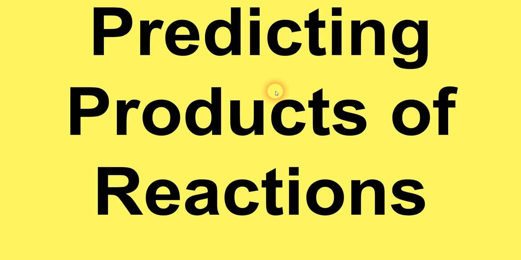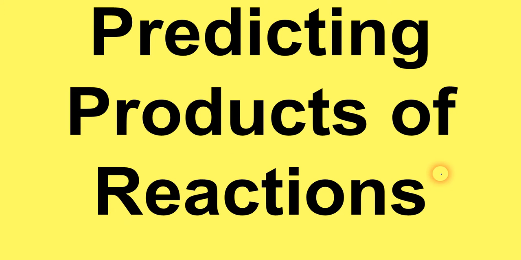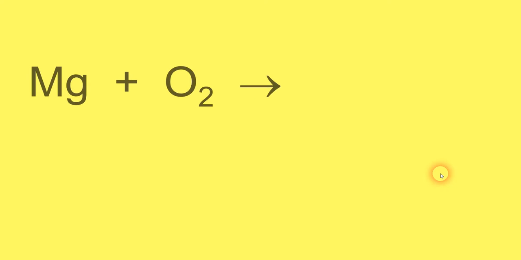Today we're going to be learning how to predict the products of chemical reactions. And so you're going to want to follow along with the worksheet that is labeled Predicting Products of Reactions Introduction, and also you'll probably have some rules that will help you to do this as well. And so we're going to start by looking at a few examples, and we're going to go in order here.